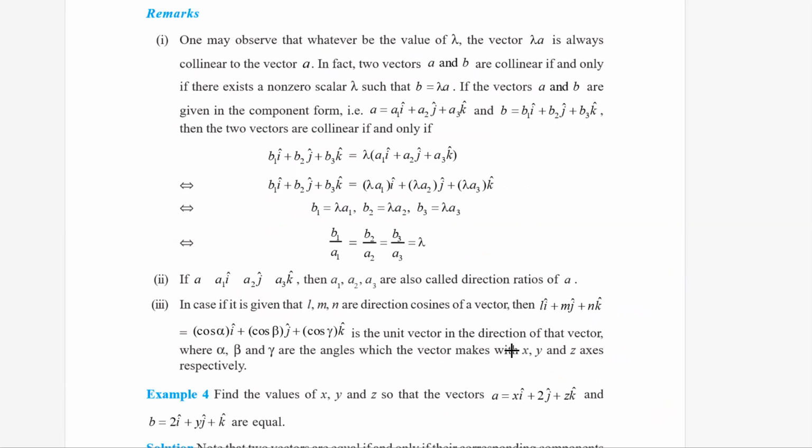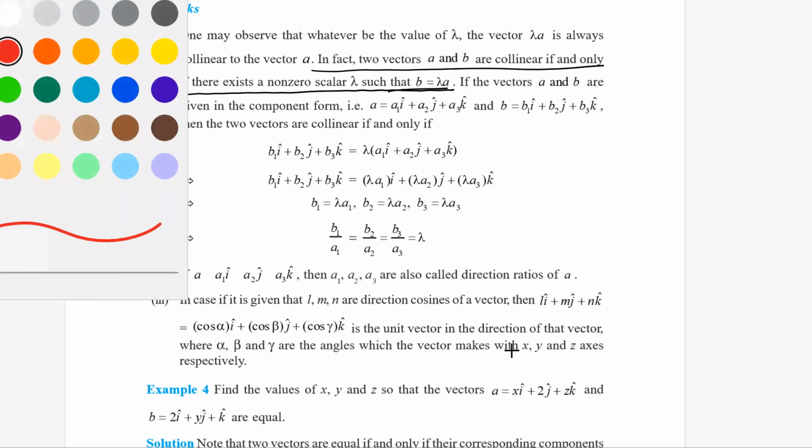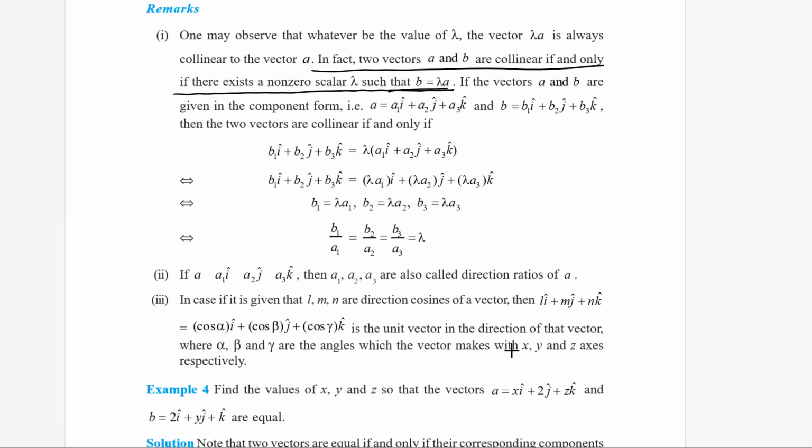Now, if two vectors a and b are collinear, then there exists a non-zero scalar lambda such that b equals lambda a. Suppose a and b are two collinear vectors, then b will be equal to lambda into a, where lambda can be positive, negative, or any number.